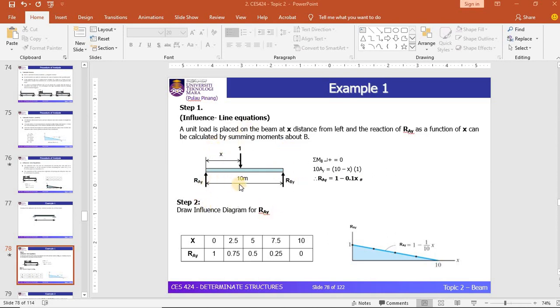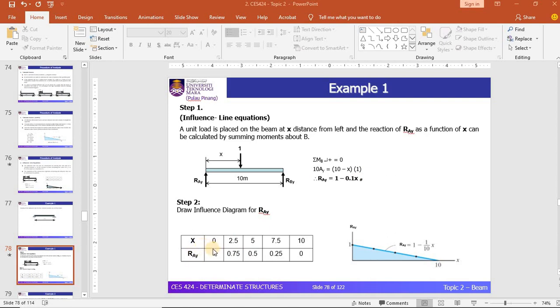You need to apply 1 unit load and indicate the x distance where you measure the distance of the 1 unit load. In this case, we measure from the support A. By taking moment about point B, you will get this particular equation, which is RAY equal to 1 minus 0.1x.